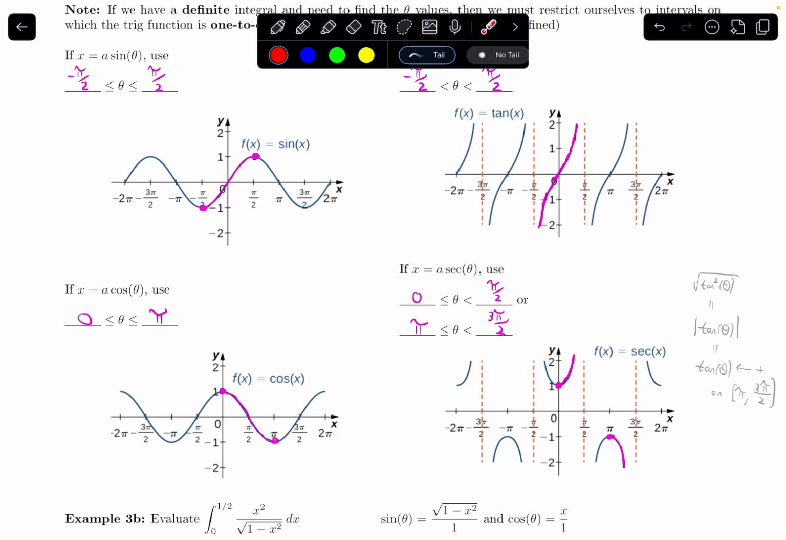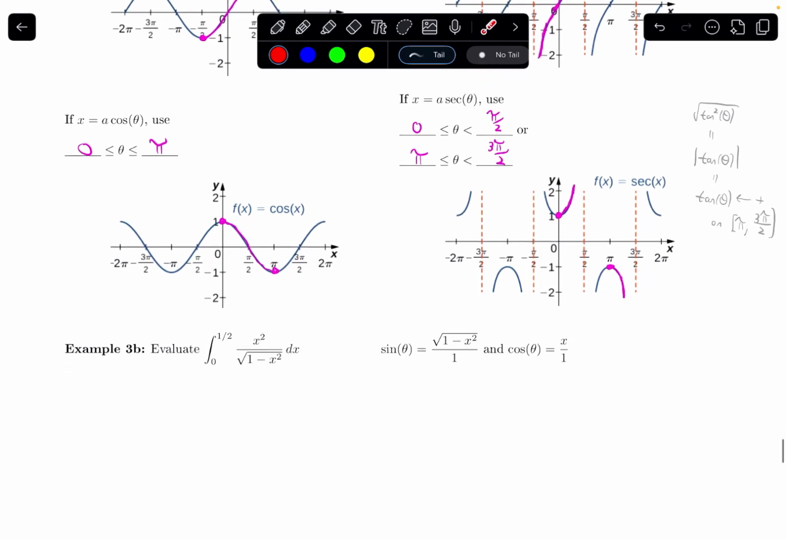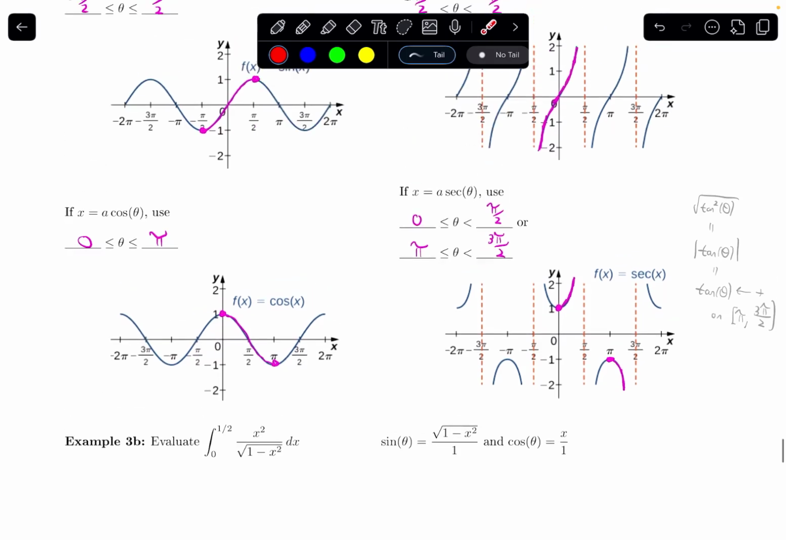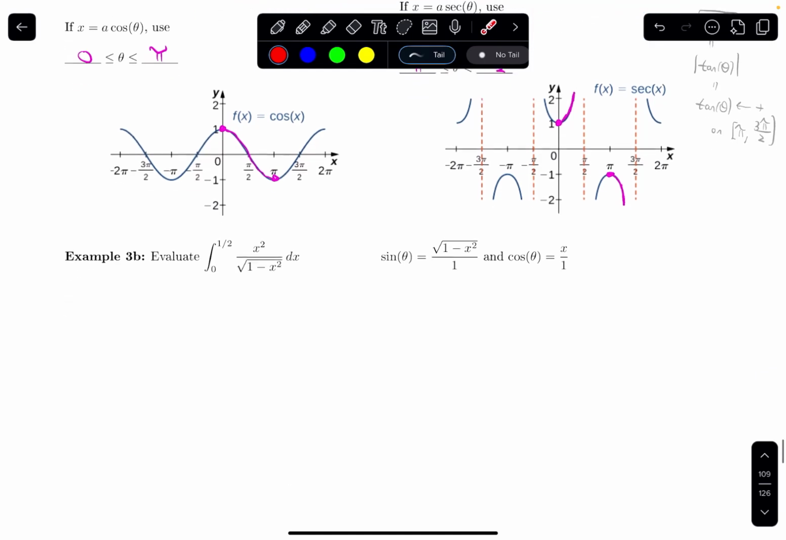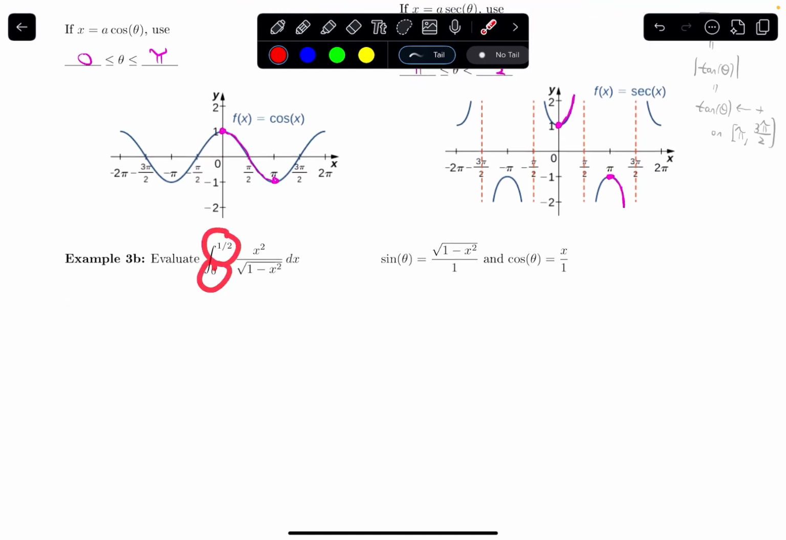Okay, so let's end with an example. I got the exact same function as before that we were doing our trig sub on, and now we have these limits of integration. So there's a couple ways to do that. The first way is we could convert it all the way back in terms of the original variable, like we have, and now just plug in these two numbers. Plug in the 1/2, plug in the 0.